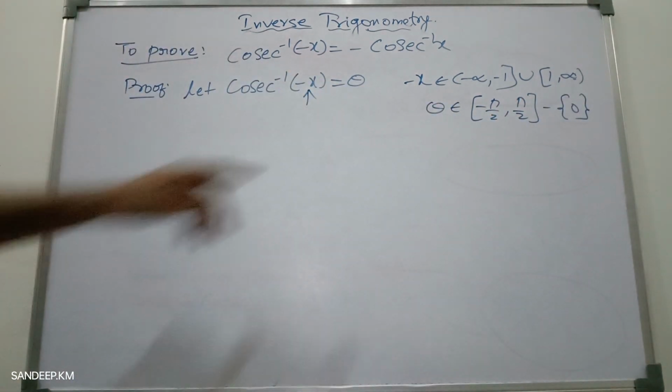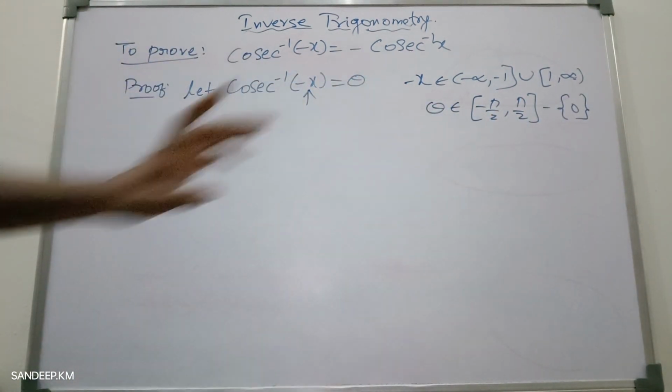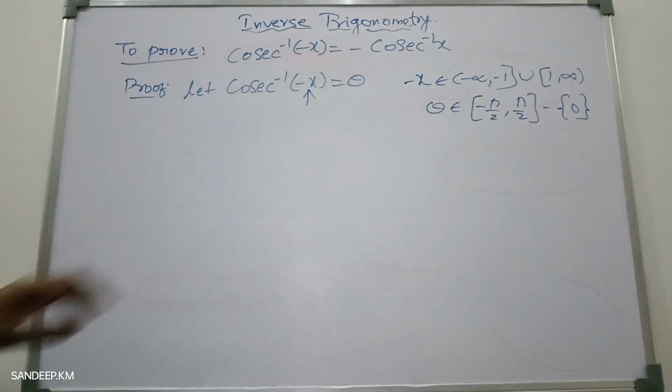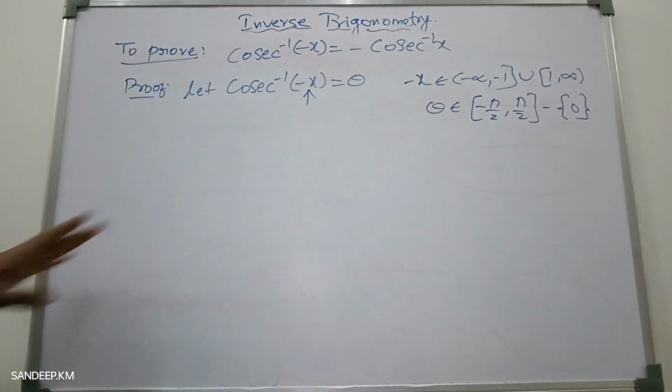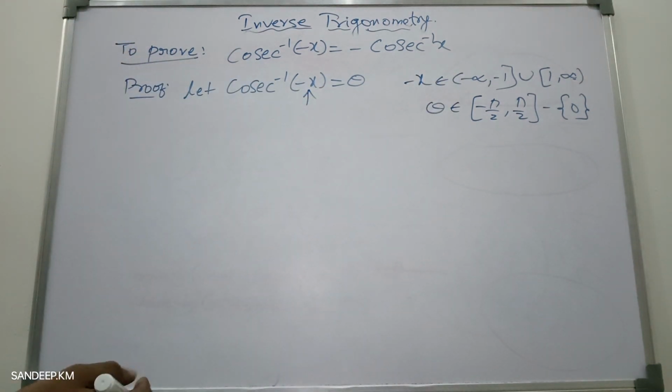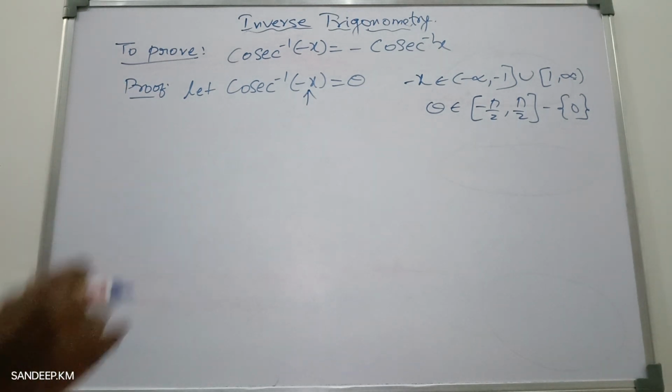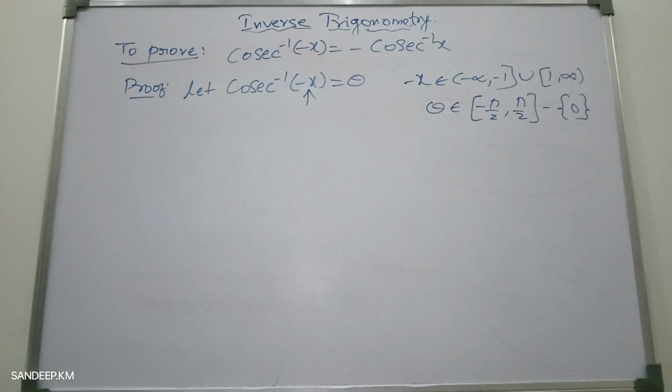Now keep this. These two are very, very important. First we should know what is the domain and what is the range. I wrote it: this is the domain of cosecant inverse function and this is the range of cosecant inverse function. Next, I am going to use theorem 1. What does theorem 1 say?